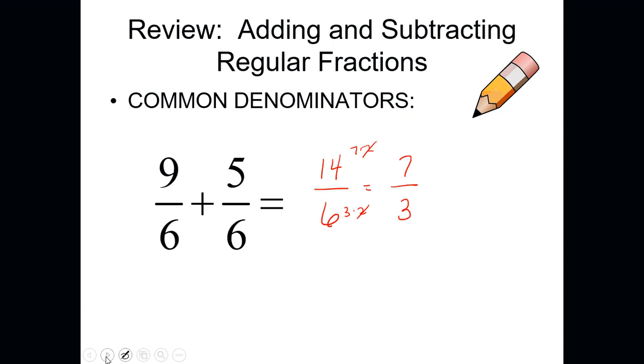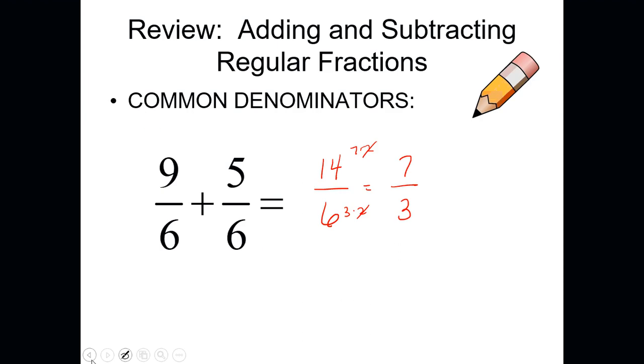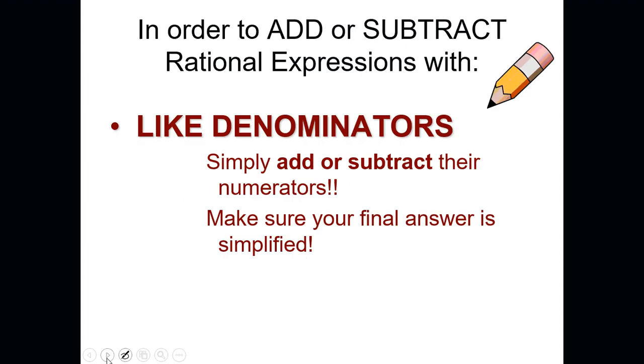But remember, we have to have common denominators. It's the same idea as with like terms: 3 cows plus 4 cows equals 7 cows, whereas 2 cows plus 3 ducks, we can't add those together. We need to have the same type of fraction, 6 in this case, in order to add them together. So, to add and subtract rational expressions with like denominators, you simply add or subtract their numerators. You look across the top and do what it says. And then we make sure our final answer is simplified.